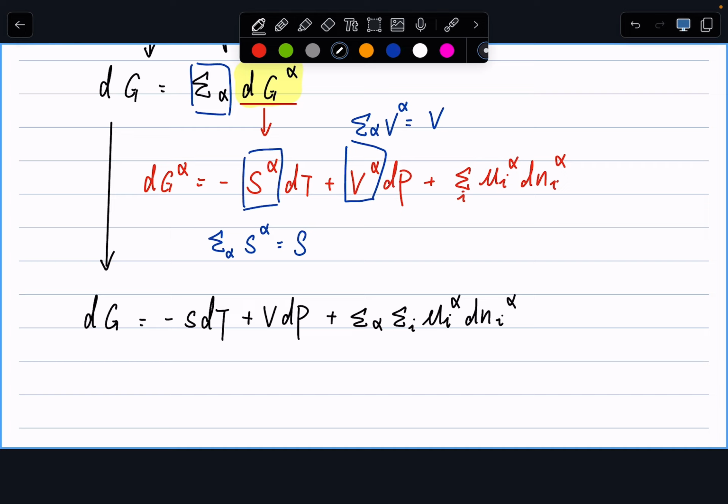So if we consider this system with two substances and two phases, writing it out is simply mu H2O liquid dn H2O liquid, plus mu ethanol liquid dn ethanol liquid, and plus mu H2O gas dn H2O gas, plus mu ethanol gas dn ethanol gas. Nothing fancy, right? Just double summation.